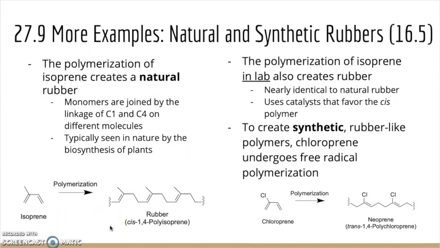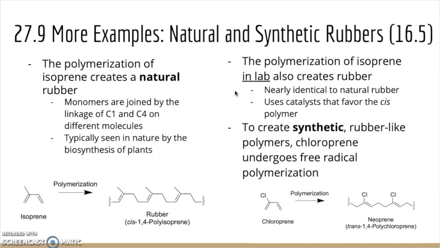And this happens because identical monomers of isoprene undergo a nucleophilic attack and attach to each other in an identical pattern that repeats itself through the first and fourth carbons. Those would be your attachment points with the other monomers. And then scientists try to replicate this same natural rubber in the lab and have come pretty close. They only have to use catalysts favoring this cis polymer in order to achieve a natural type rubber.